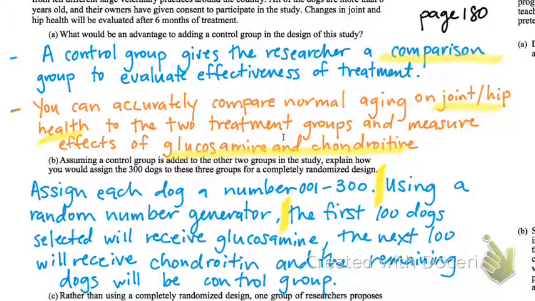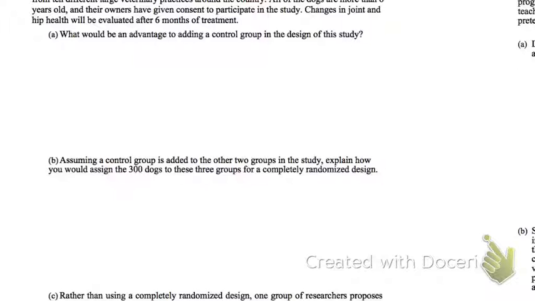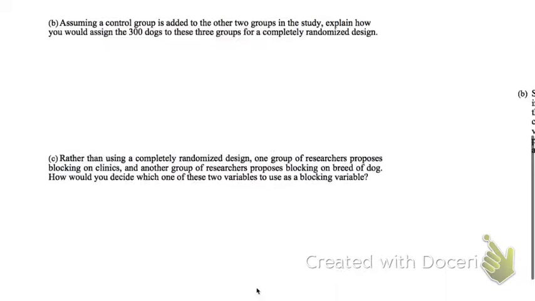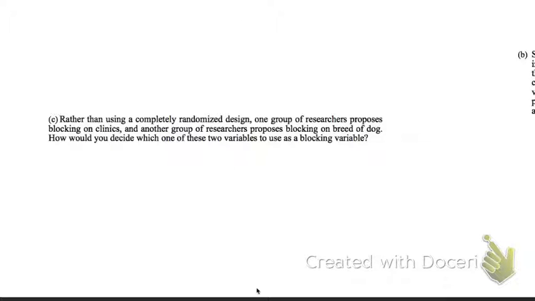We made ours way more complicated. For the last part, it said rather than using a completely randomized design, we want to try and block. One group of researchers proposes blocking on clinics and the other one blocks by breed. How would you decide which of the two? The correct answer is you needed to say that you're going to block by breed.